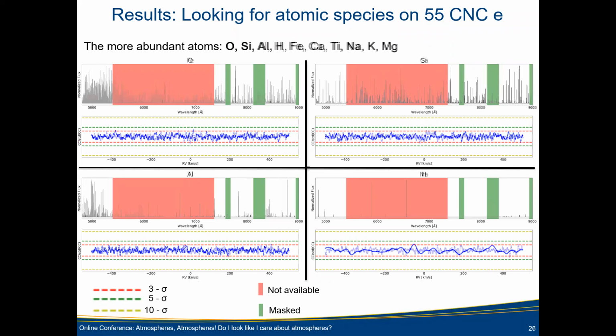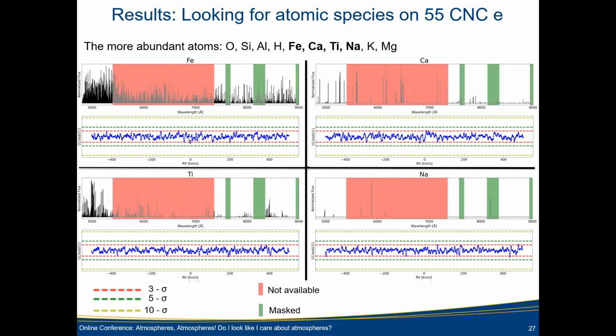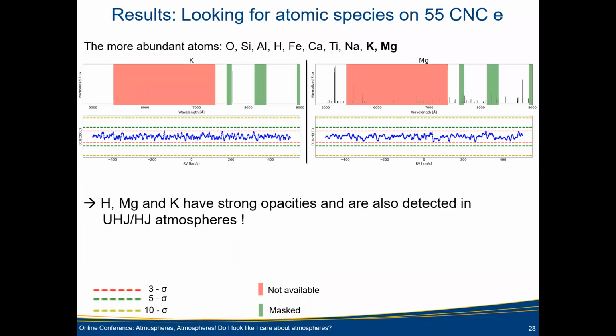And let's go now to iron, which has a lot of lines. Top left is iron. I have 3 minutes left, so I will be done in 3 minutes. We don't see something for calcium, titanium, and so on. For sodium, we don't have resonance lines. For calcium and magnesium, we also do not see something. I will be a bit faster now.